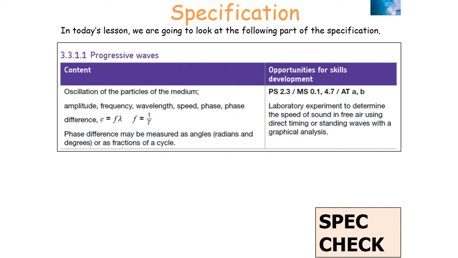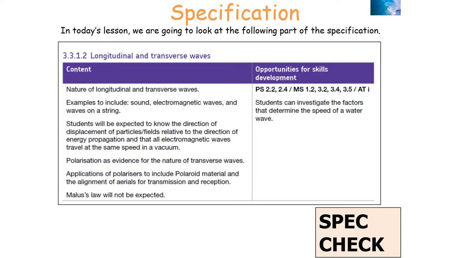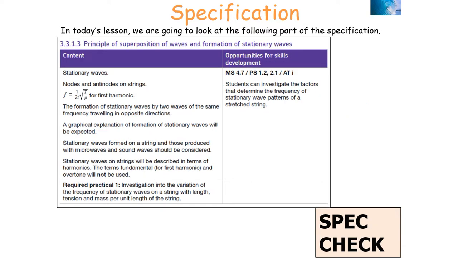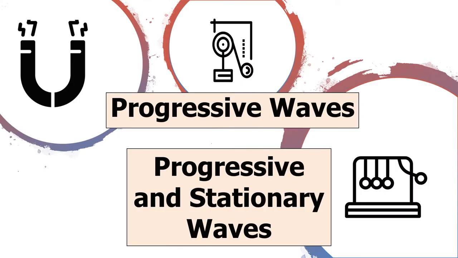We're going to be looking at 3.3.1.1 progressive waves. We're going to be looking at 3.3.1.2 longitudinal and transverse waves. And we're going to be looking at 3.3.1.3, the principle of superposition of waves and the formation of stationary waves. So let's start off by looking at progressive waves.